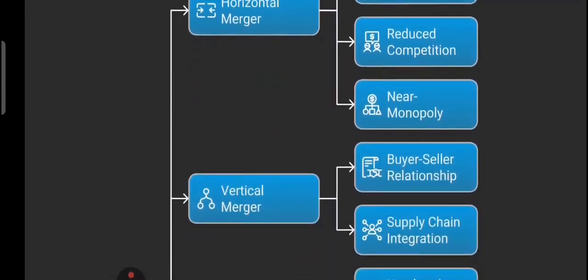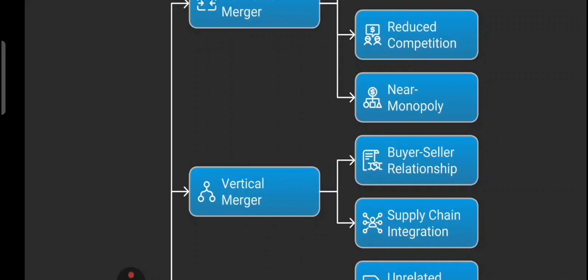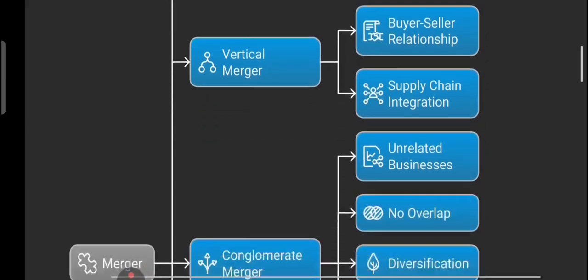What is vertical merger? When one company merges with another company in its supply chain, either a supplier or a distributor, this strengthens the buyer-seller relationship and improves supply chain efficiency. This is called vertical merger. In the same supply chain, if two companies merge together, it is called vertical merger. Key points you can see: buyer-seller relationship improvement and supply chain integration.